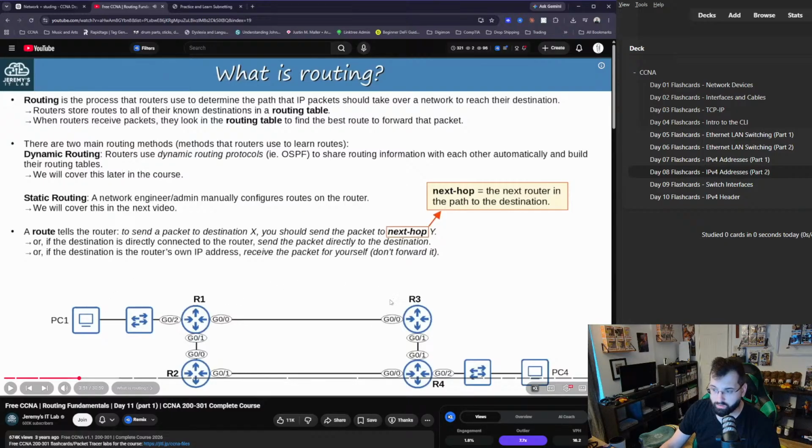Okay, that makes sense. So every hop, and then it wants the shortest path possible. So in this instance, both paths to go to PC4 are the same.